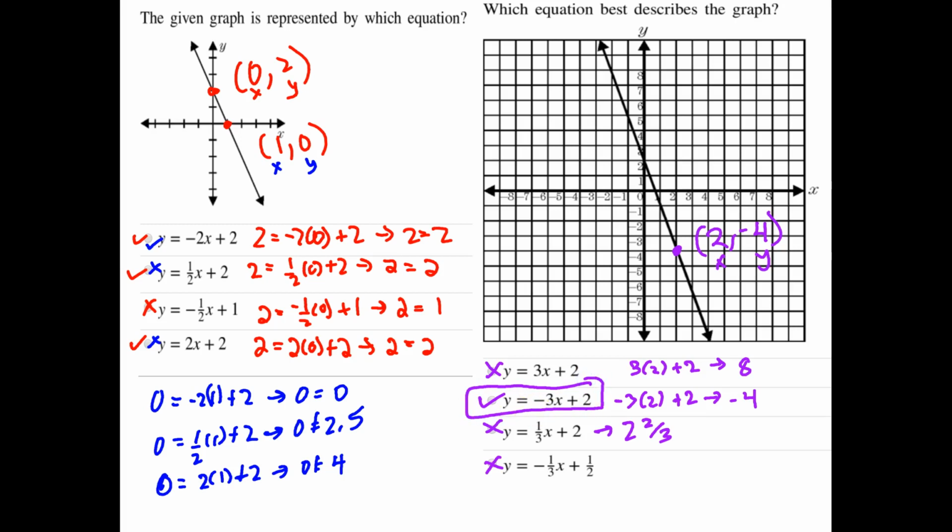I'll be glad when y'all stop missing these problems. I'll be so glad. In order to be the equation, you have to be on the line. All right. Let's move on to the next ones.